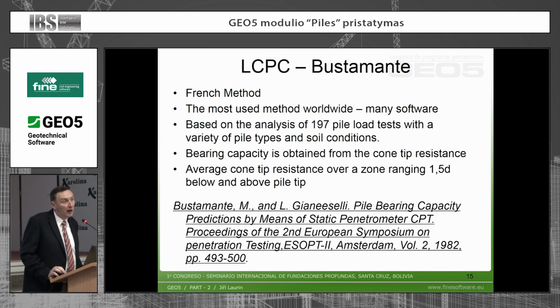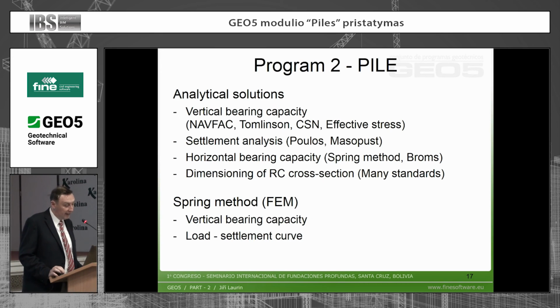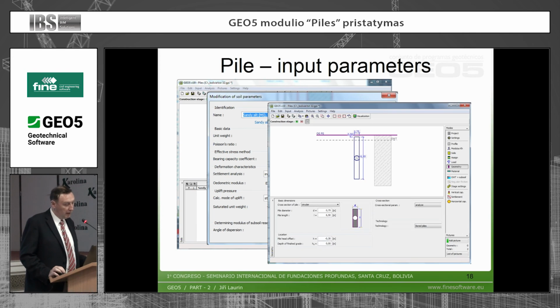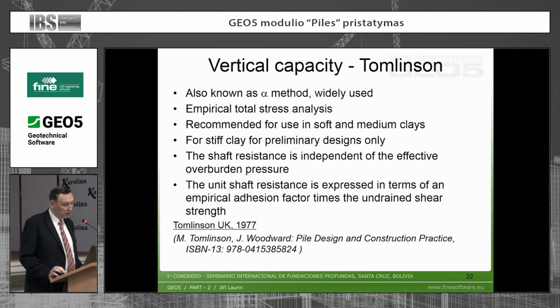It's the way they compute this type of piles in France. And then the last one, the Schmertmann method, that is used in the United States. For the user it's very simple because you just run the program and receive a result. But what's a bit of a problem when we look at the results?